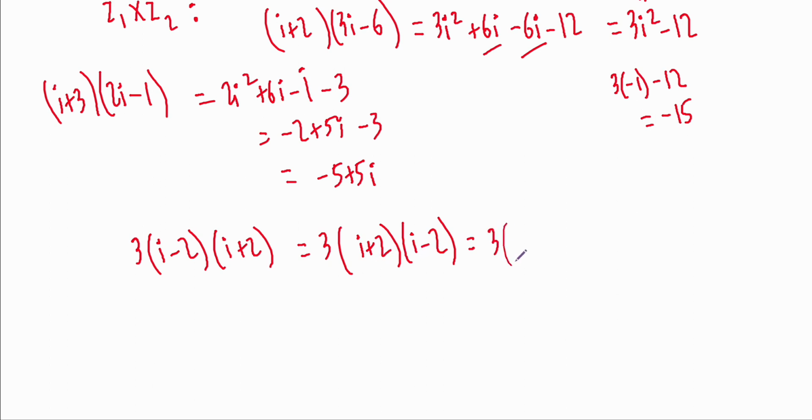So I'm going to have 3 and I'm going to have i squared plus 2i minus 2i minus 4, which is equal to 3 times, okay, i squared is negative 1. These will cancel out, and then you have minus 4. And now this is negative 15.